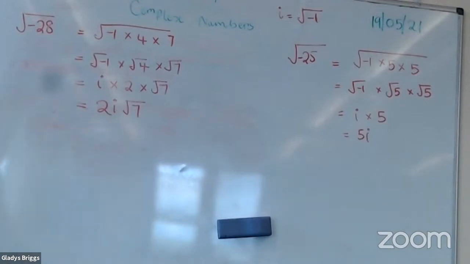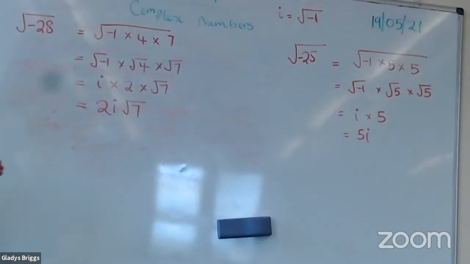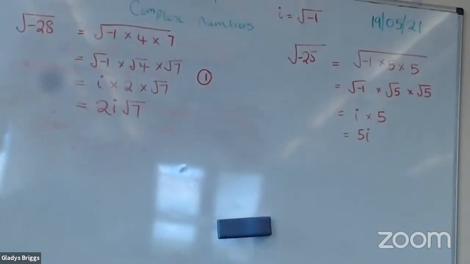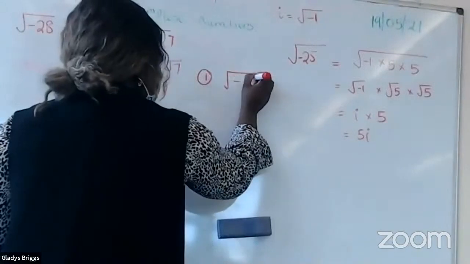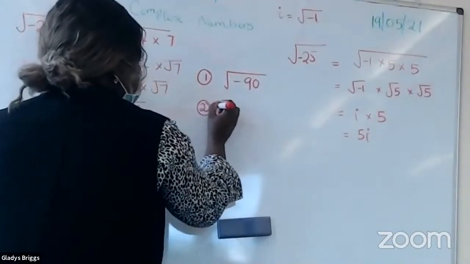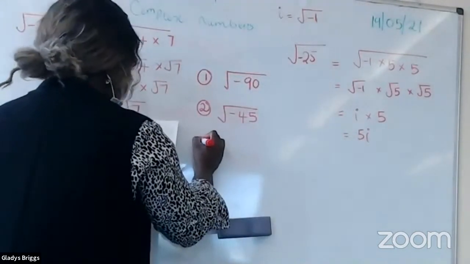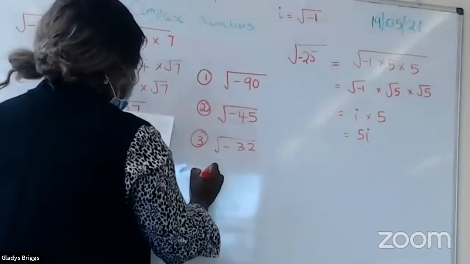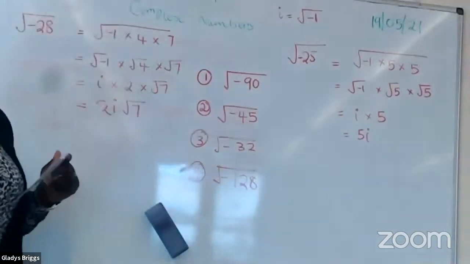So you guys see whether you can have a go at question 1. I've got my 2 examples on the board. Question 1 is the square root of negative 90. Question 2 is the square root of negative 45. Question 3 is the square root of negative 32. And question 4 is the square root of negative 100. Have a go at those questions.